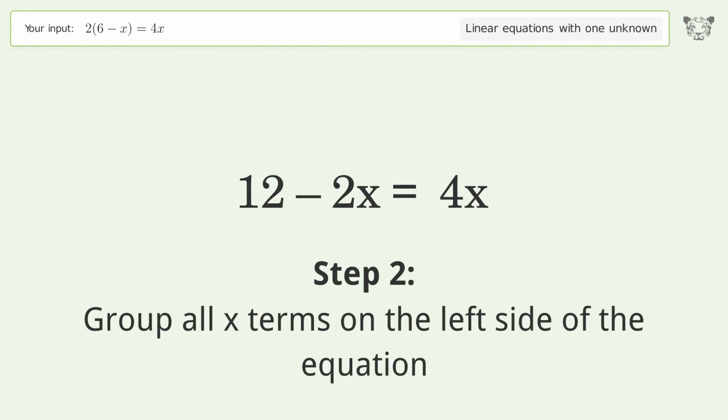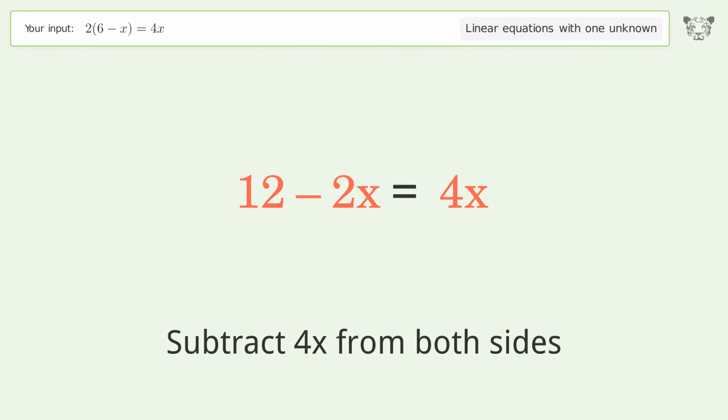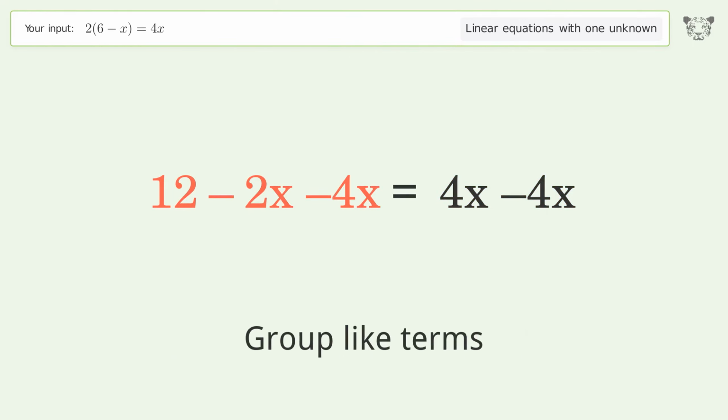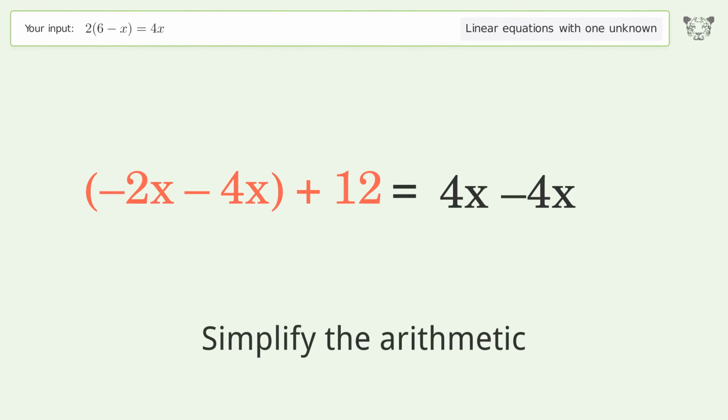Group all x terms on the left side of the equation. Subtract 4x from both sides. Group like terms. Simplify the arithmetic.